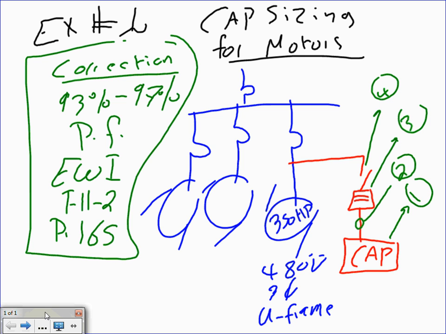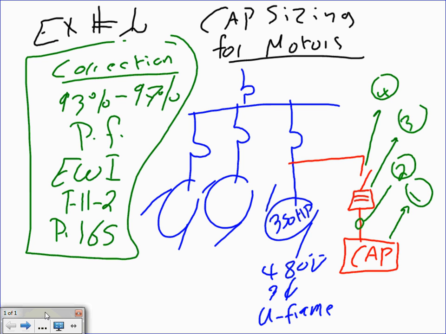The better way of correcting is to go down to the level of the offenders. The offenders are motors, and you correct right at the level of the offender. I can't remember, did I tell you guys every 15 horsepower or more? If I remember, 15 horsepower or more, you correct. Here's what I have: a 350 horsepower, 483 phase U frame.